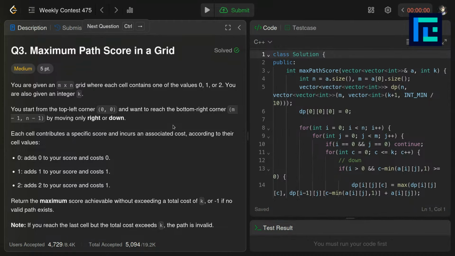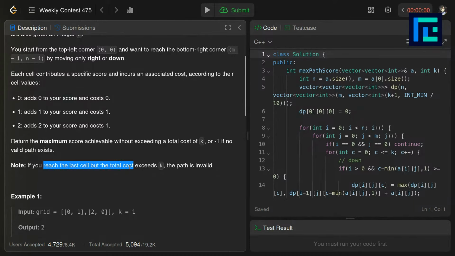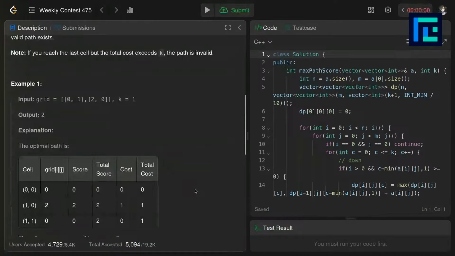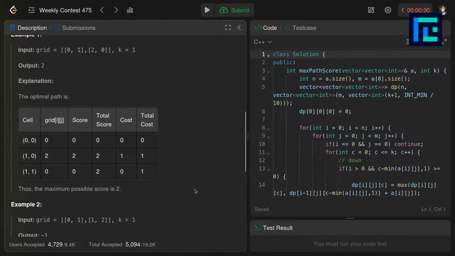Okay, so we need to find the maximum score without exceeding total cost of k. If there is no path which reaches the end without exceeding total cost of k, then we will print -1. Yeah, that's what it says. If the total cost exceeds k before you reach the last cell, the path will be invalid. Fine. And so there are some examples of paths with some score. There's an example of a -1 case. Let's have a look at the constraints.